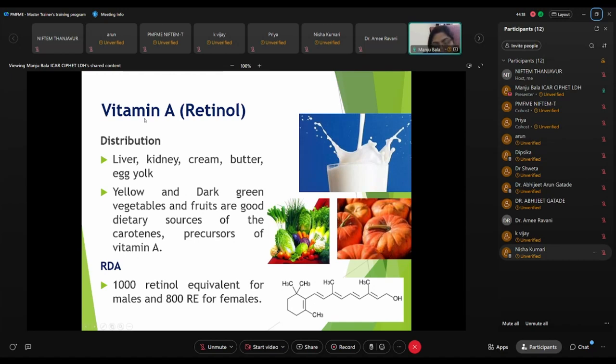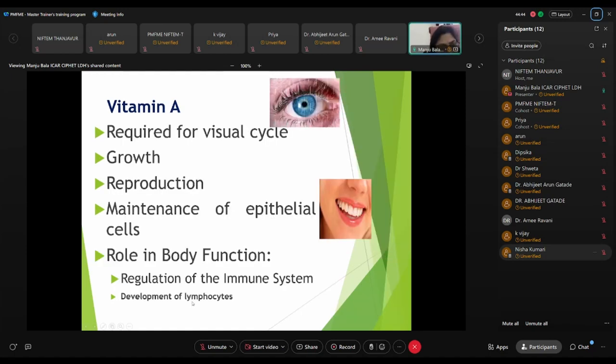So vitamin A is required. See the distribution, as I have shown: it is present in yellow and dark green vegetables, or in non-vegetarian food, and butter also has some vitamin A. The daily requirement, RDA, recommended dietary allowance, is 1000 retinol equivalents for males and 800 RE for females. These are the units in which it is mentioned.